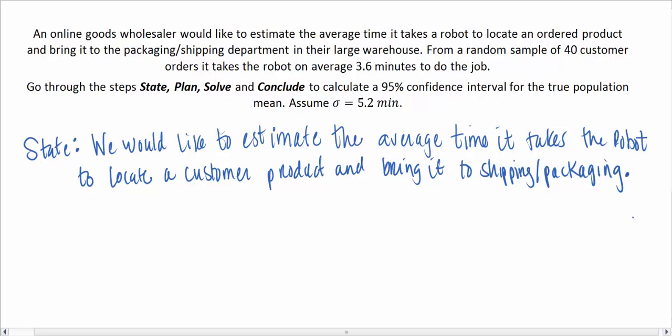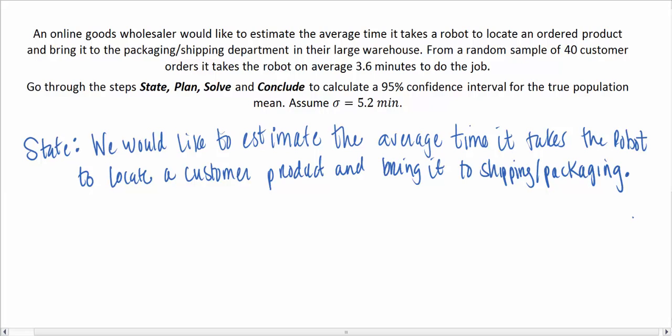Now, in most academic problems, this step isn't really needed because it's already asked in the question. However, in real life, in any sort of practical sense, we're going to have to state our question of interest. So this is an important step to practice.